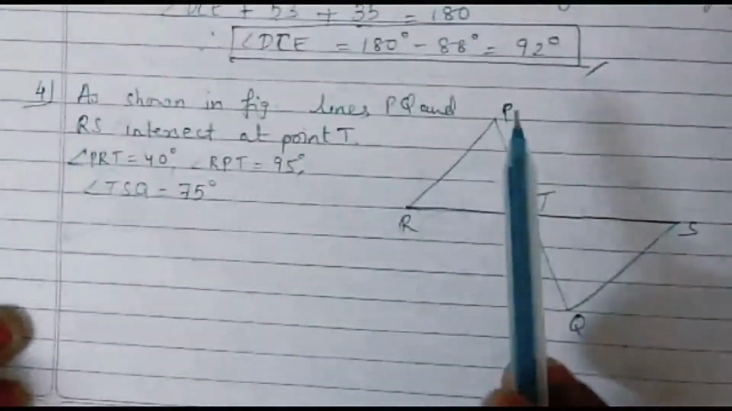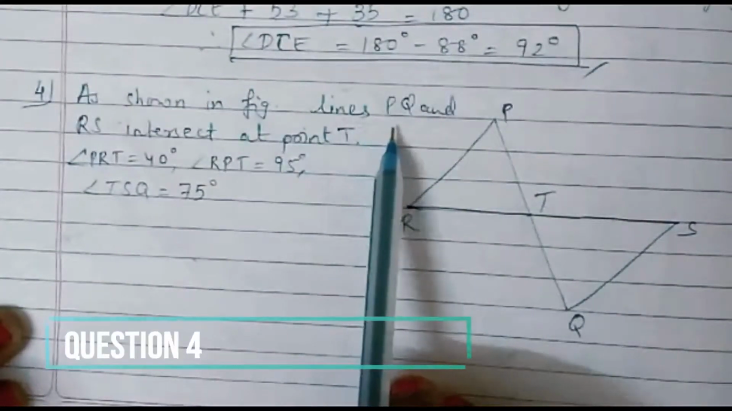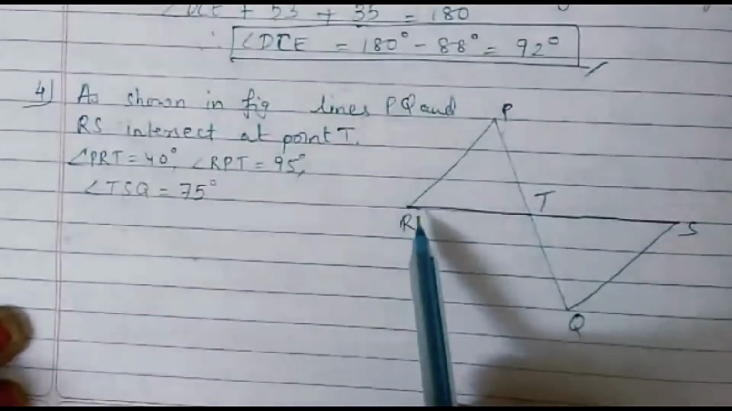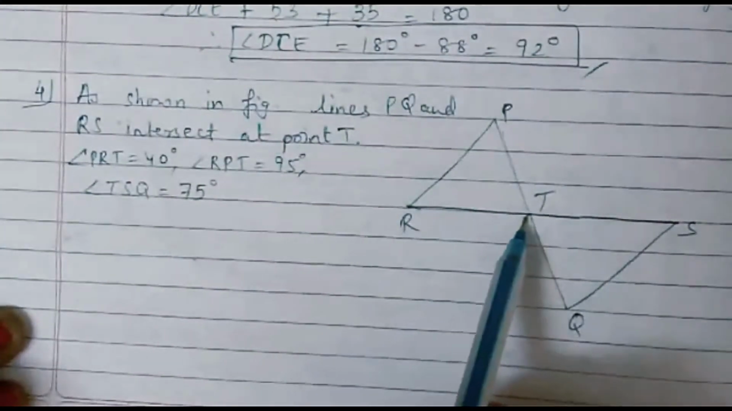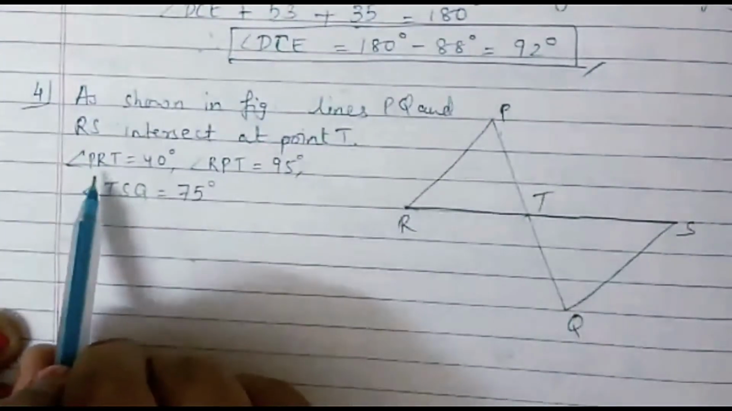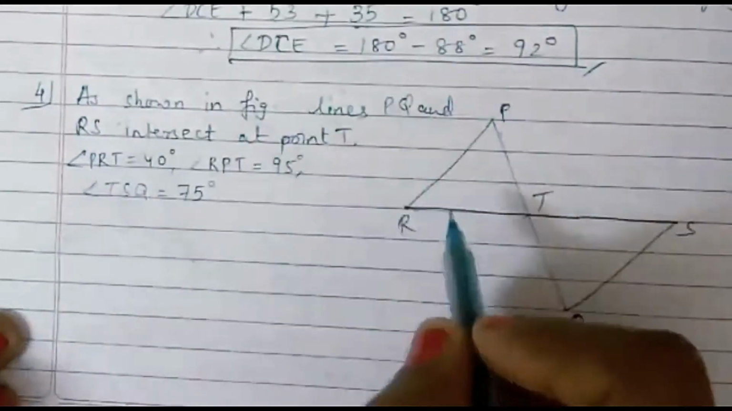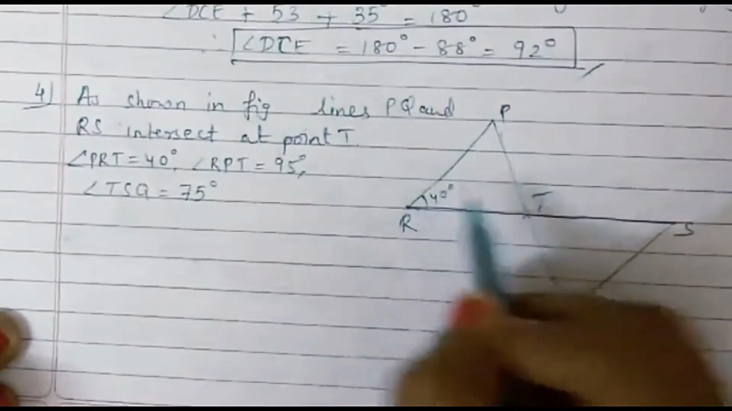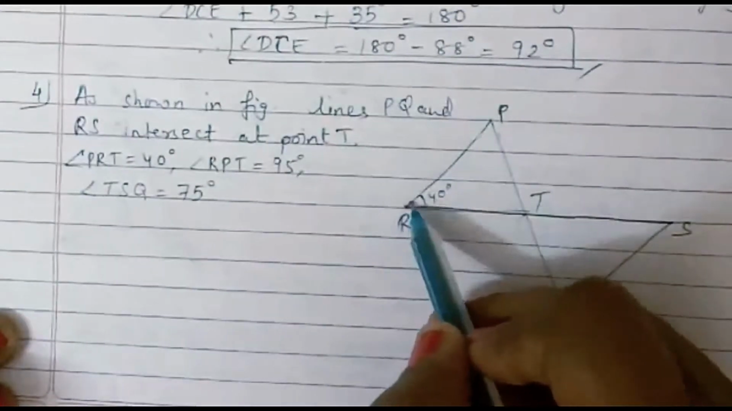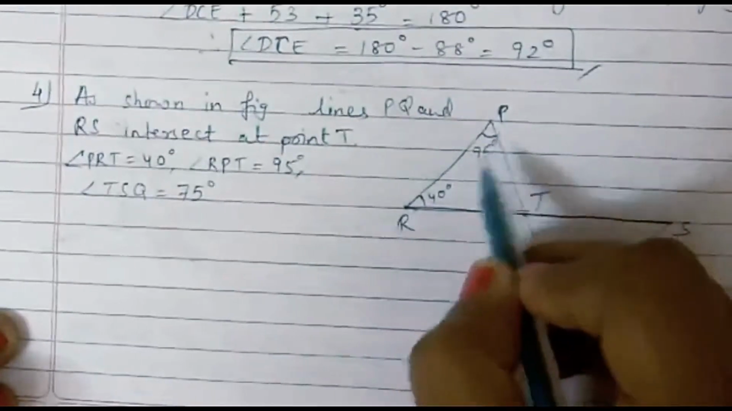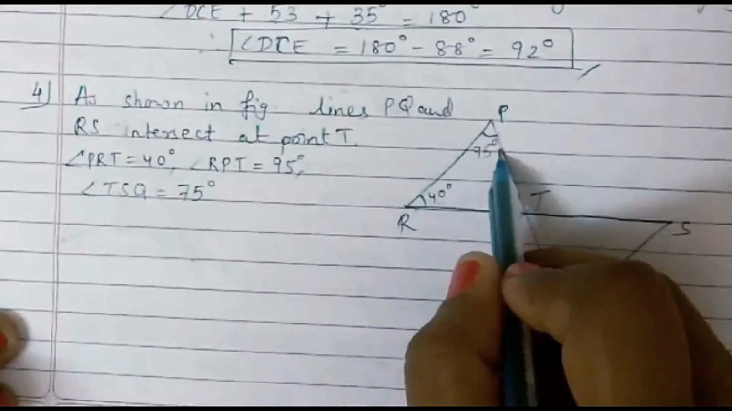Let's come to a new sum again. So as given in the figure, lines PQ and RS. So this one is line PQ, which is intersecting line RS at point T. So T is the point of intersection. Now angle PRT is given to be 40. So this is angle PRT. So this is 40 degree. RPT, so this is RPT, means this angle is 95 degree. This one is 40 and this is 95.